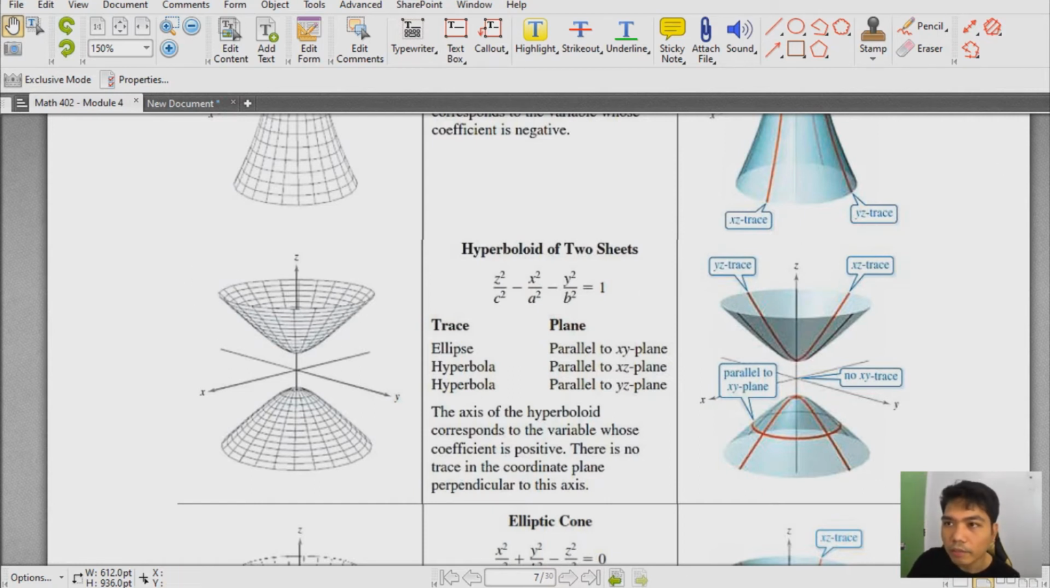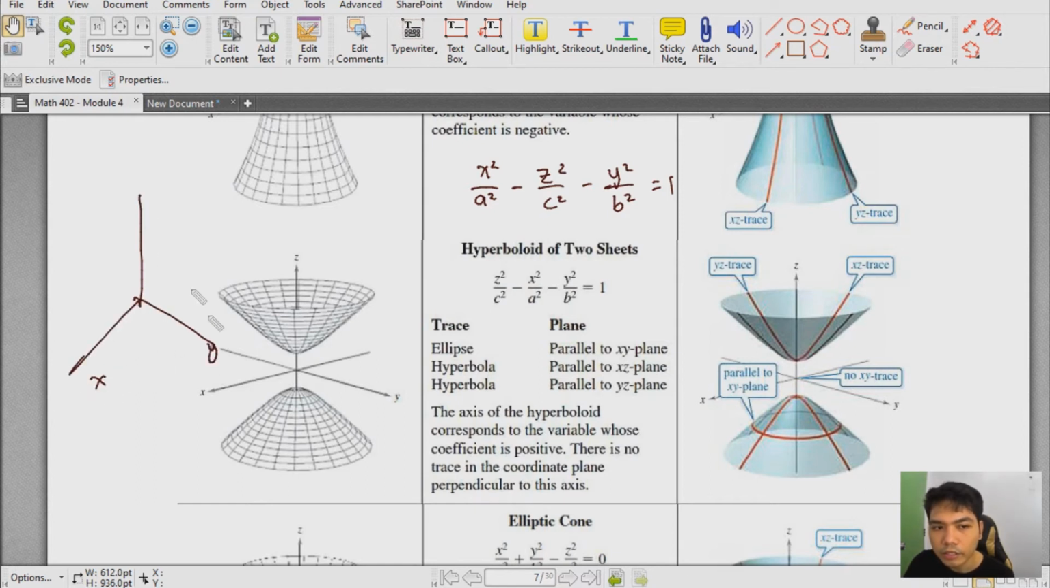So, halimbawa naman, let's have x squared over a squared minus z squared over c squared minus y squared over b squared. So, for example, ganyan yung ating hyperboloid of two sheets. So, this is your xyz. So, ano ba yung positive dito? That's x. Therefore, the hyperboloid is oriented sa x-axis.